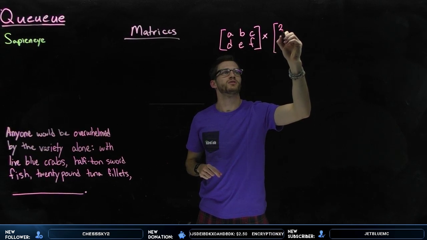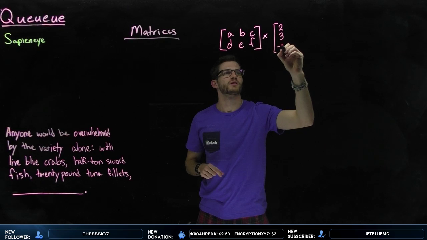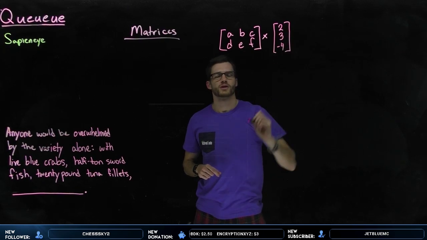Let's say 2, 3, negative 4. So we're multiplying these two.